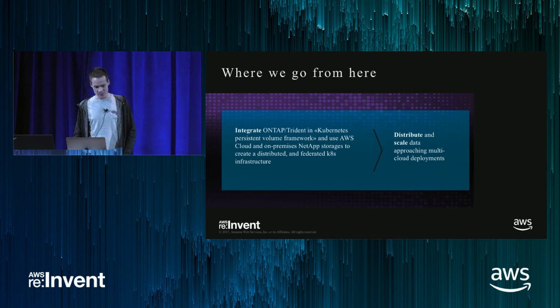Also, we want to use this to distribute and scale data, approaching multi-cloud deployments. Even if AWS is awesome, it's not the only player around. So we want to be able to decide on which specific cloud provider we want to run our workload, in which region, and we want to decide based on several conditions, data center location, proximity, and all of that stuff.